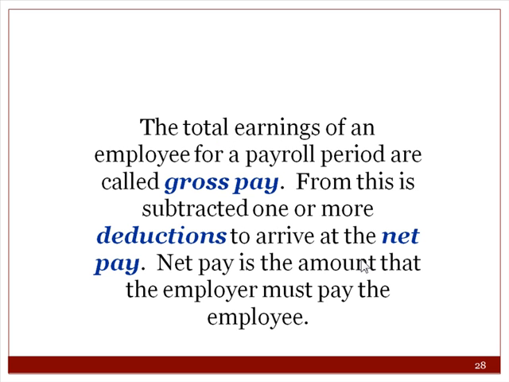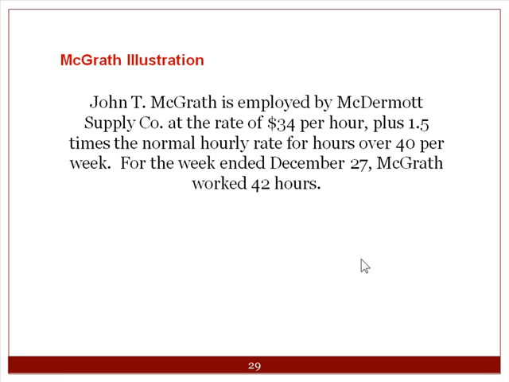The total earnings of an employee for a payroll are gross pay. From this, you subtract deductions to arrive at net pay. So gross pay minus deductions equals net pay. That's key there. Let's go through an example.